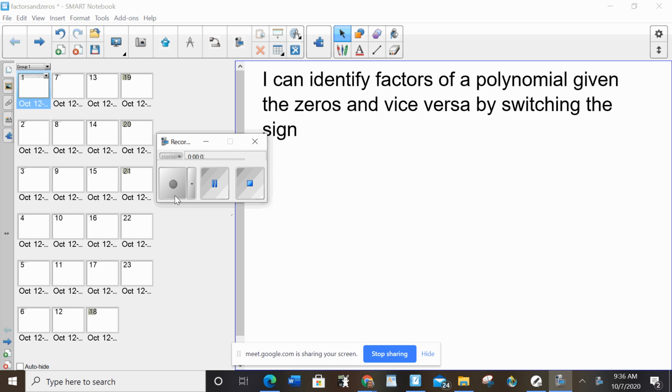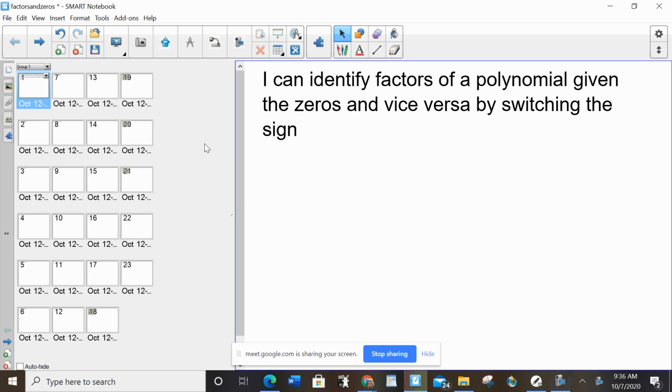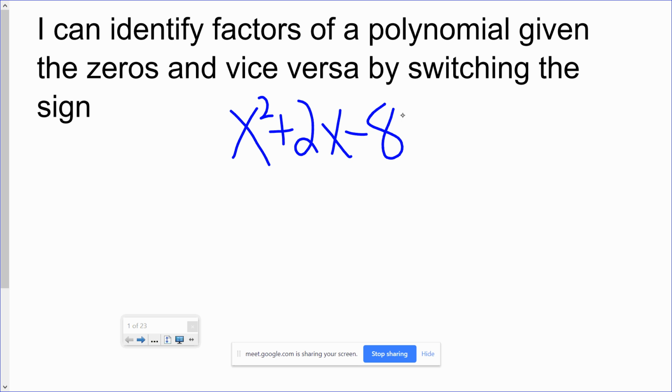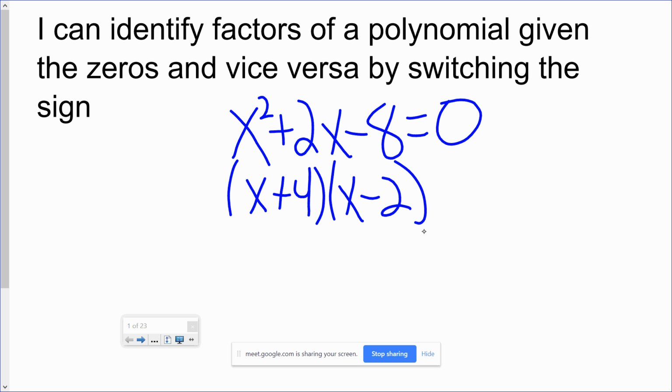So today we are going to identify factors of a polynomial given the zeros and vice versa by switching the sign. So we're going to refer to something that we did a couple weeks ago first. So just follow along here. Let's say I have something like x squared plus 2x minus 8 equals 0. And to solve this, I factored. So these are my factors.